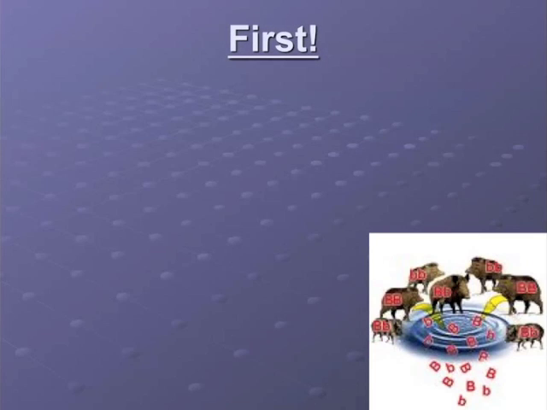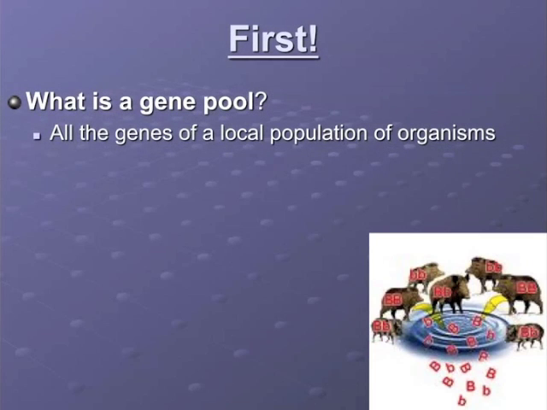So, we have to first understand what a gene pool is. A gene pool is all of the genes in the local population of an organism. So a gene pool of a biology class would be all of the genes of the people in that class. So every single one of them.